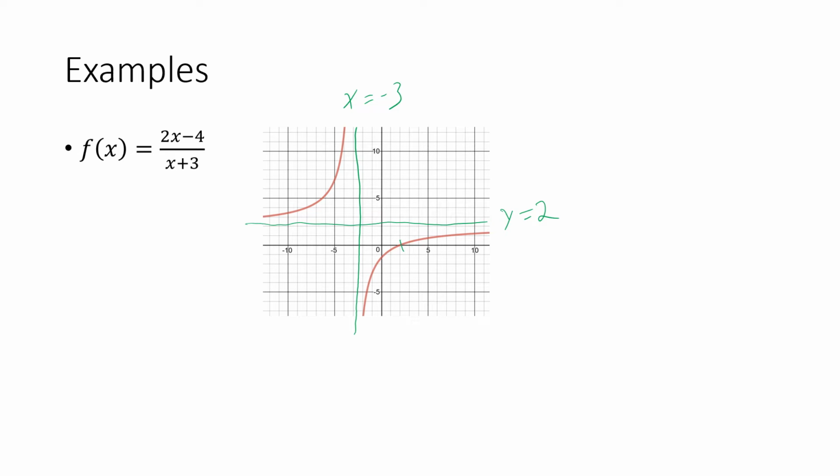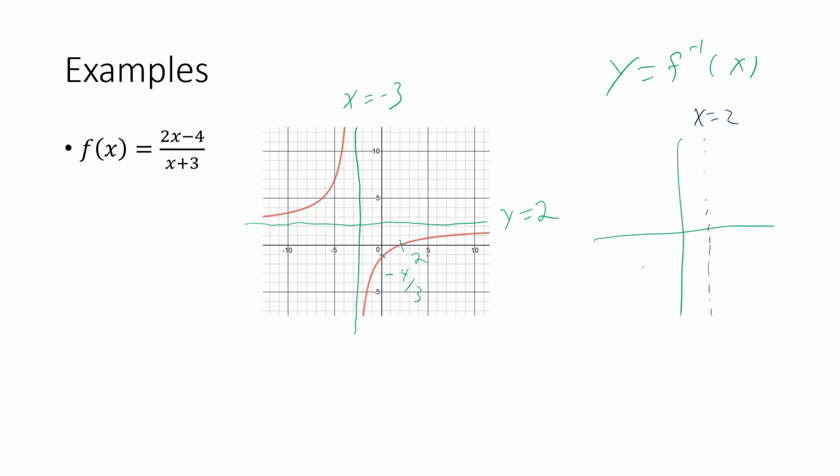There's an x-intercept at x equals 2, and there's a y-intercept at minus 4 over 3. All right, and if we want to graph the inverse, y equals f inverse of x, basically any feature you have, you can just flip-flop the x and the y. So I had a horizontal asymptote at y equals 2. That means I'm going to have now a vertical asymptote at x equals 2.